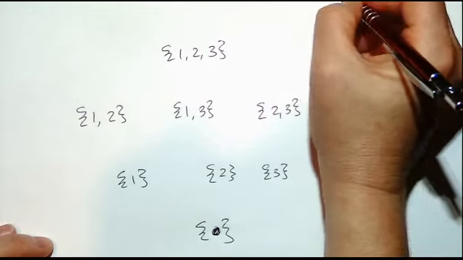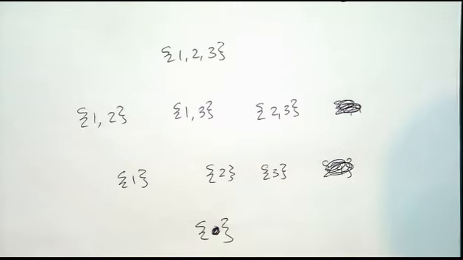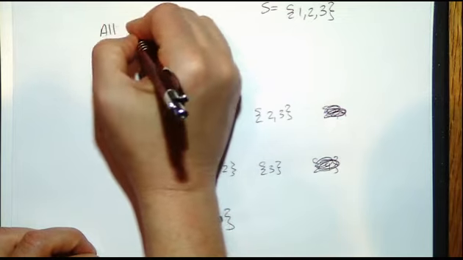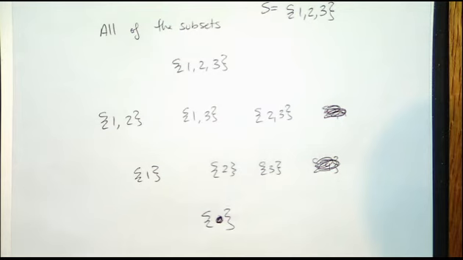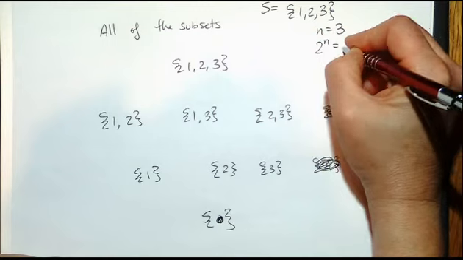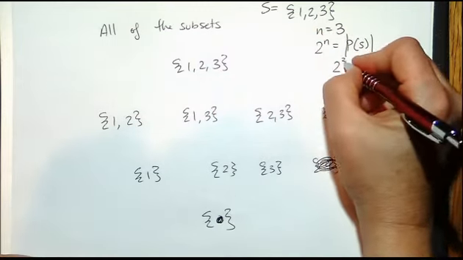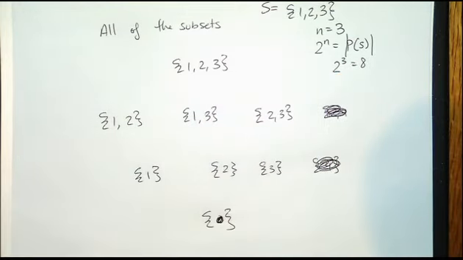So this is all of the subsets of the set {1, 2, 3}. What we just said basically is that there are 2 to the n subsets here. So n is 3, and that should be the size of the power set of S. So it should be 2 raised to 3, which is 8. Do we have 8? 1, 2, 3, 4, 5, 6, 7, 8. Good. So we have 8 elements.